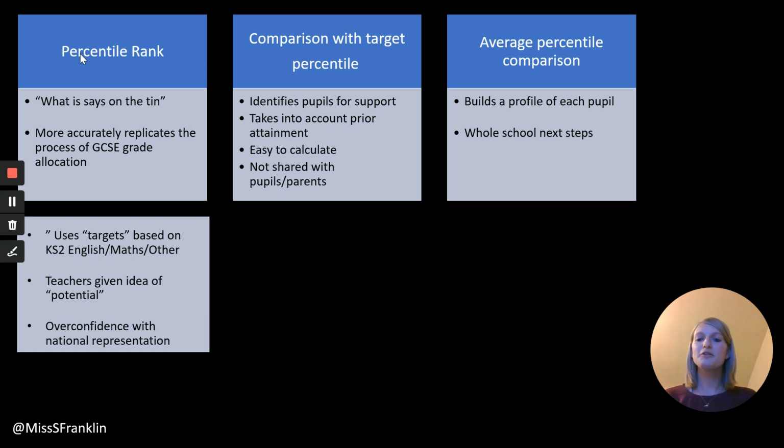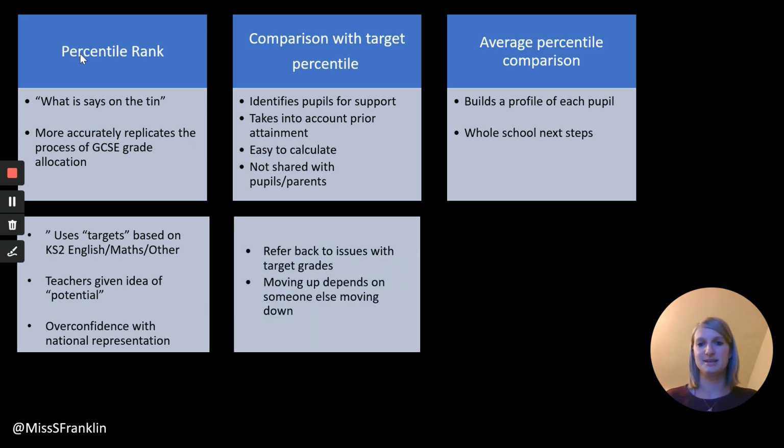And lastly, there is an overconfidence with national representation, because actually you're very unlikely to have a completely nationally representative cohort within your school, particularly if you've got a small cohort. So we can't give too much power to that idea of it being similar to the GCSE grade allocation.